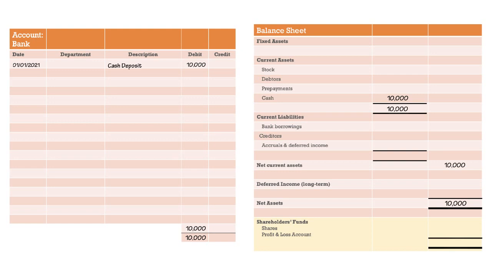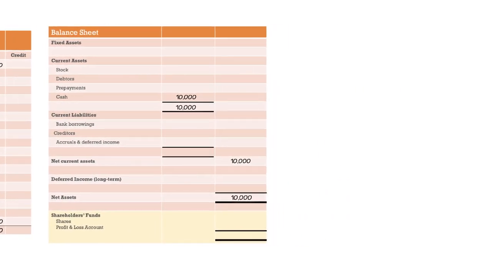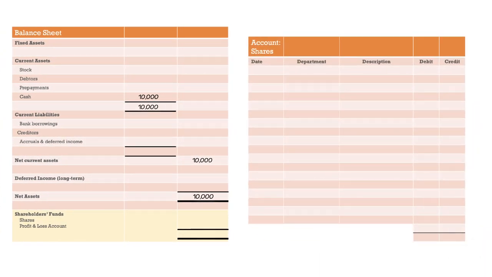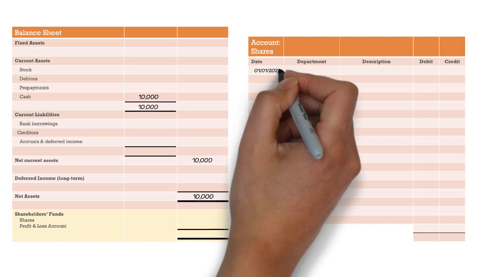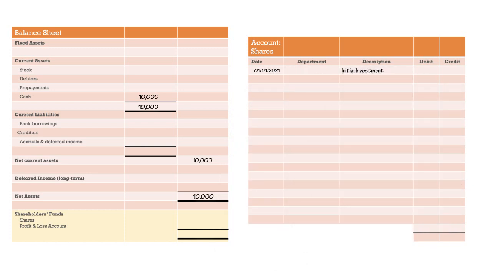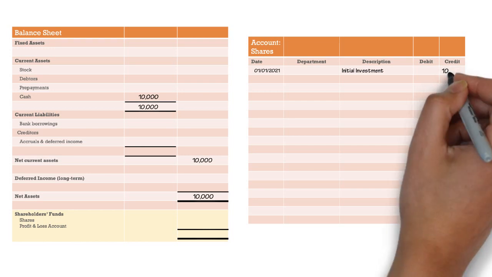Now, the owner may well want to record part of that sum of money as a loan, but for the purpose of this illustration, we'll assume the company issues shares to the value of £10,000 to the owner. We now need to record that fact, so we find the shares account, and on the same day, we record this initial investment. With double entry, it's always equal and opposite. The money recorded in the company's bank account was a debit, therefore the money recorded in the shares account has to be a credit.